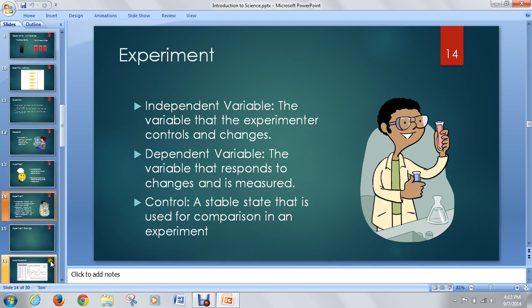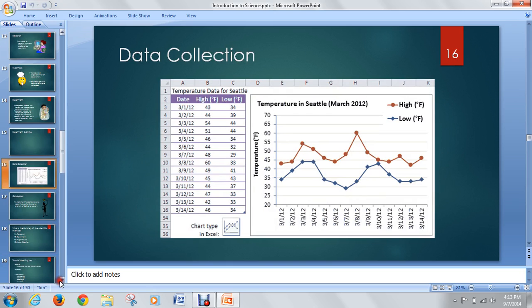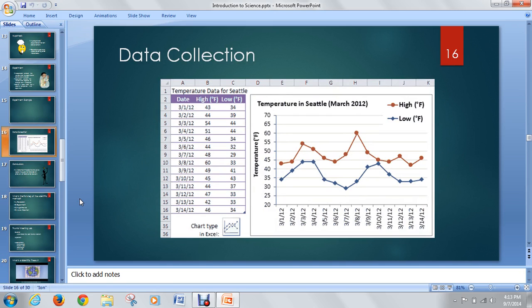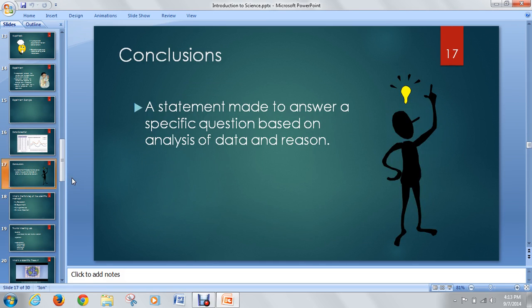Okay. Then after that, you can collect your data and start analyzing, see what you can infer from these results, right, from your experiment. And then you form a conclusion, okay, which is your statement made on your specific question to answer it, okay. So again, be familiar with the scientific method. Hopefully by this point in your academic careers, you are pretty familiar with it, okay.